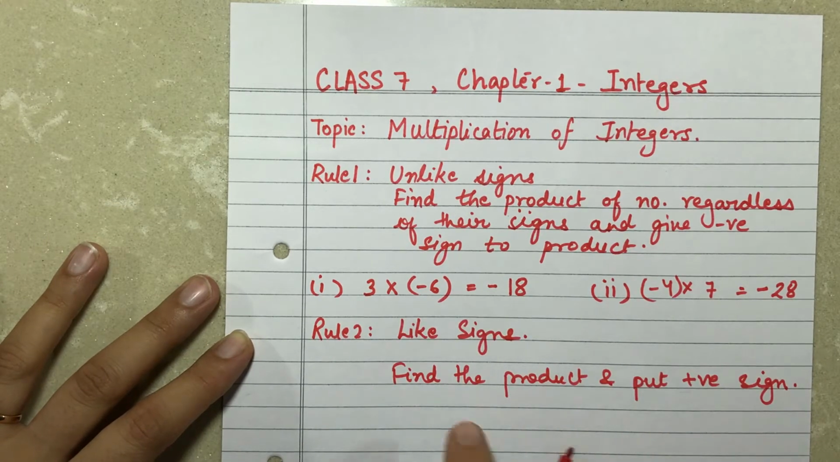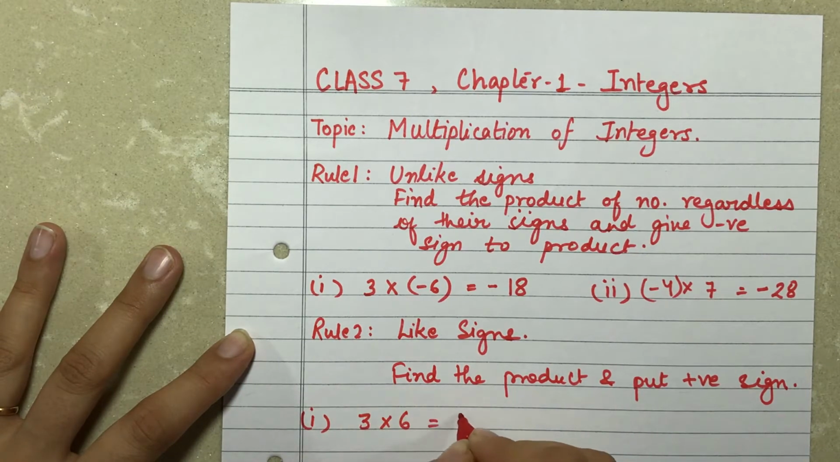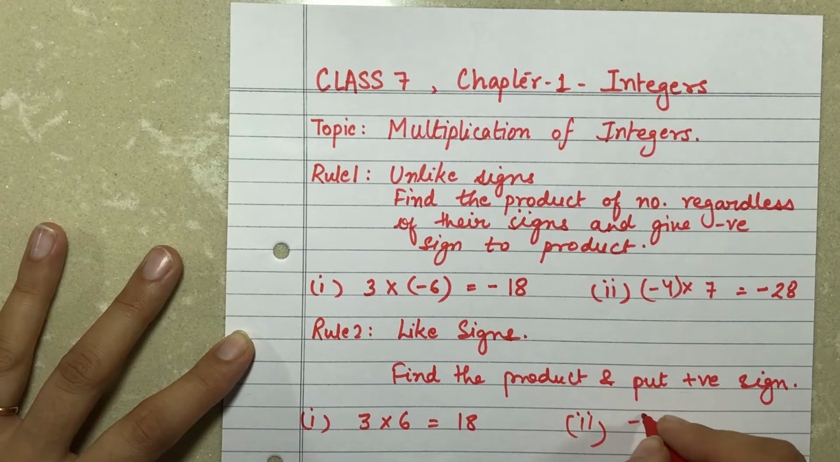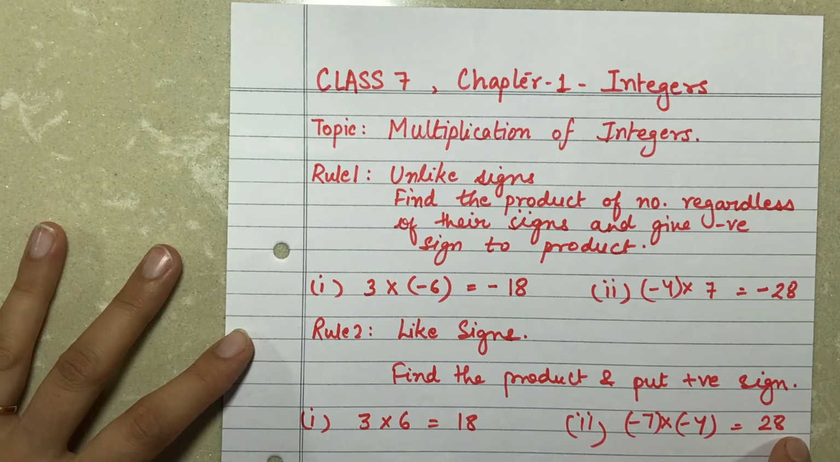Rule 2 says that if you have like signs, simply find out the product and give them a positive sign. So now, let's check. If I have 3 into 6, my answer is going to be 18 and the sign is going to be plus. But if I have minus 7 into minus 4, again both my signs are negative. That means both have like signs. I'm simply going to take out the product and give the answer a positive sign.